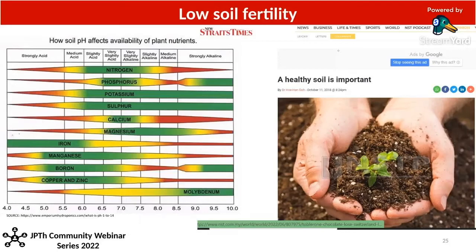So in Malaysia, we have issues on nutrient imbalance and also low soil fertility. To overcome this problem, one of the approaches is to correct the soil pH. This is the first thing that we need to do: correct the soil pH with liming. Organic matter application, if we can give soil amendments, could also help on this matter.